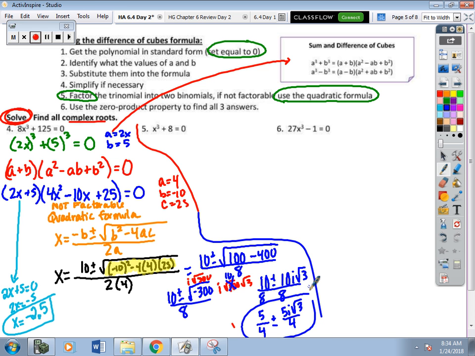Don't forget that this answer over here is also one of your answers. So just kind of draw an arrow. These are together, all 3 of them. This is 1 and 2, plus and minus, and 3.